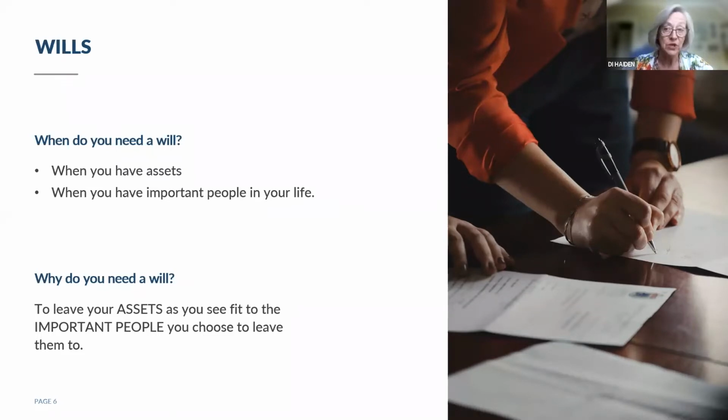You need a will when you have assets, so when you buy a house, even if you've got a car, if you want to leave it to somebody, that's an asset. But more importantly, it's when you have all those important people in your life, and in particular, your next generation. Why do you need the will? To leave your assets as you see fit to the people you want to leave it to.